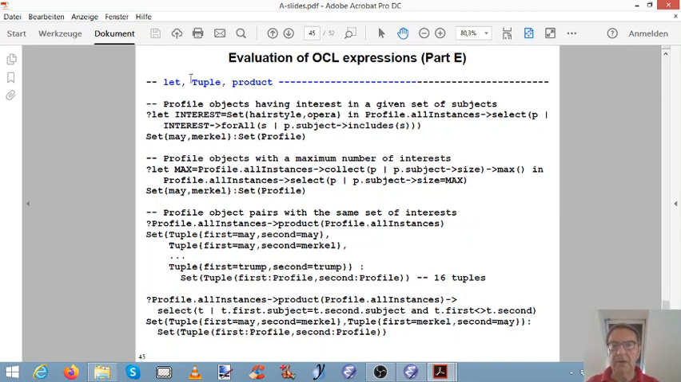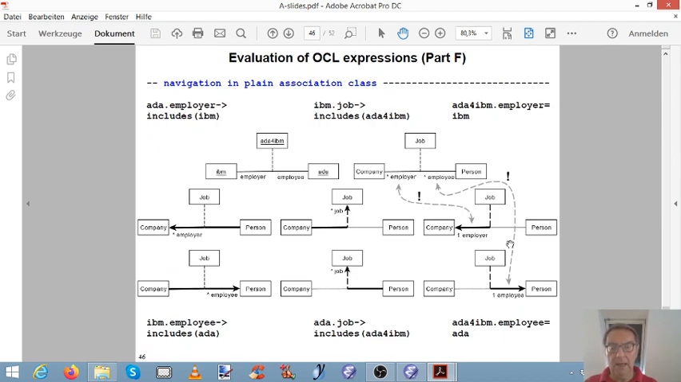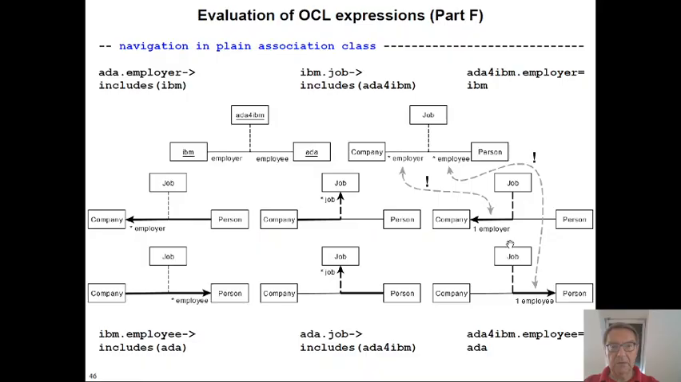There are tuples in OCL. There's a Cartesian product available. And one particularly nice thing that we have discussed, a little bit complicated, is when you have an association class.